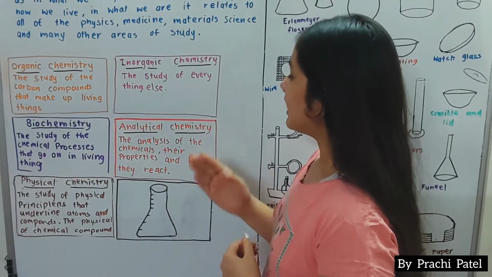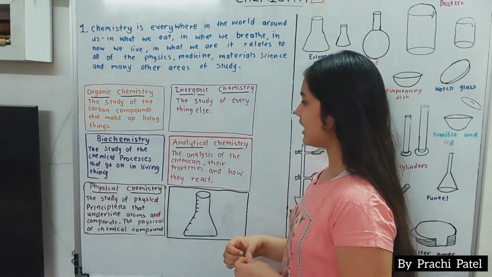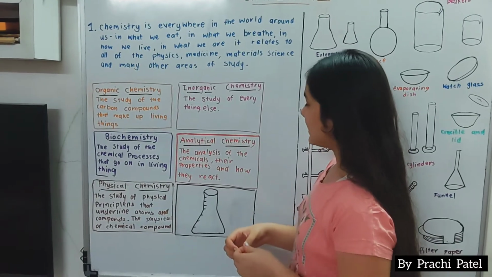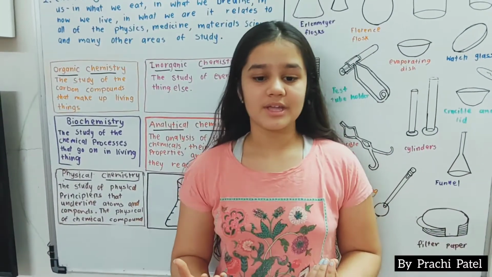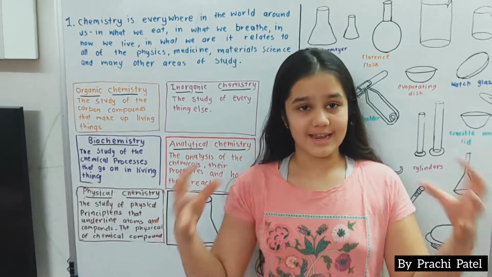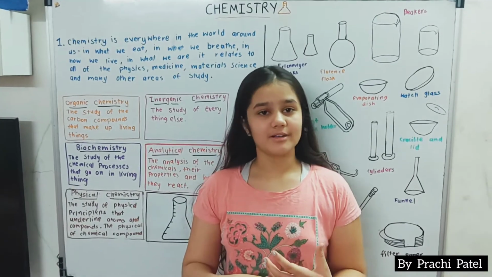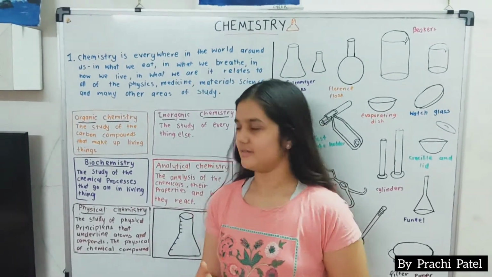Then, in analytical chemistry, the analysis of chemicals, their properties and how they react. In this we can include two elements, and afterwards we can also see their reaction, and if possible we can also separate them and see the reaction.